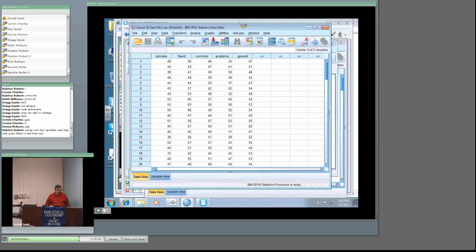Is it opening up? Yay, okay. Now if you're doing it on Citrix, do whatever Dr. Lampley said. At any rate, when you get there, it's going to look like this.